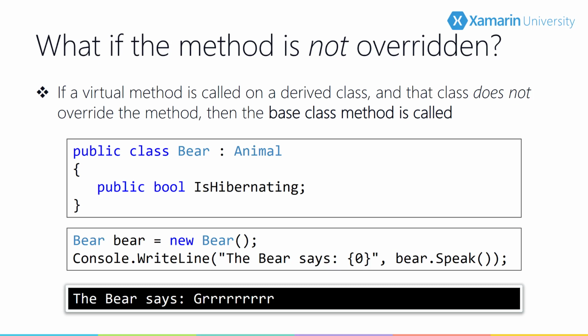But we said that I can choose to override a method or not. If I don't override the method, then we go right back to the base class implementation of the method. So as you can see here, we have a bear, and we're using the bear speak method. But since we did not override the speak method inside the bear class, it defaults to that default grr sound.